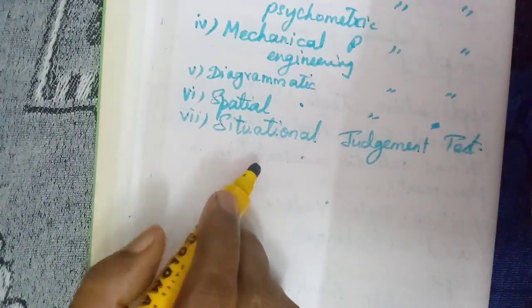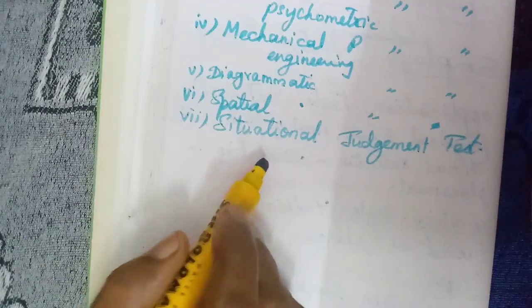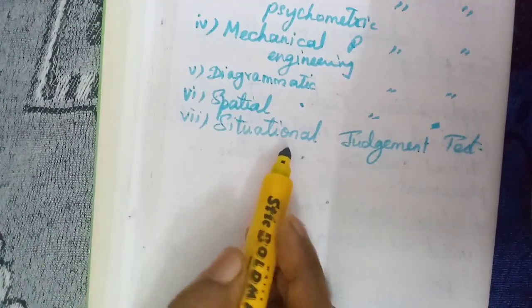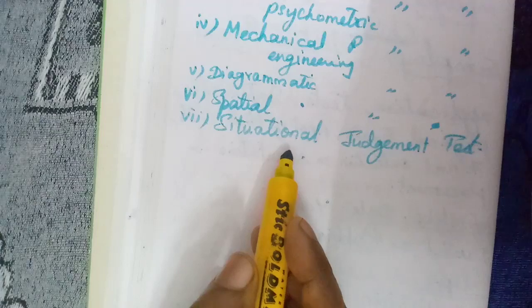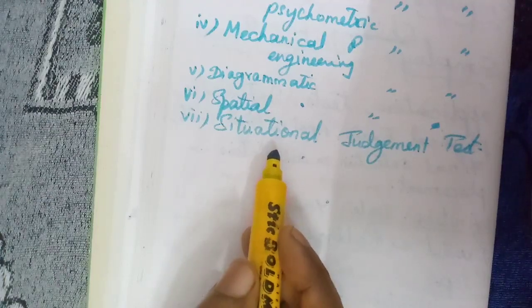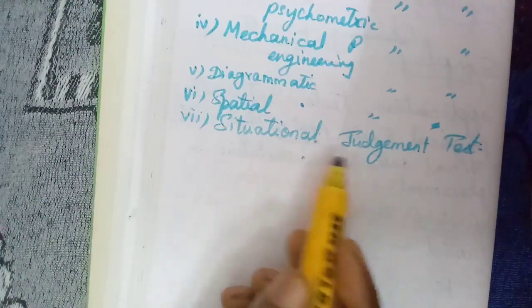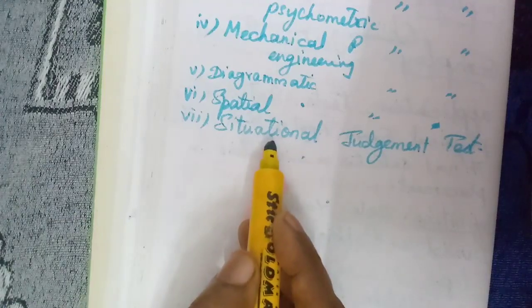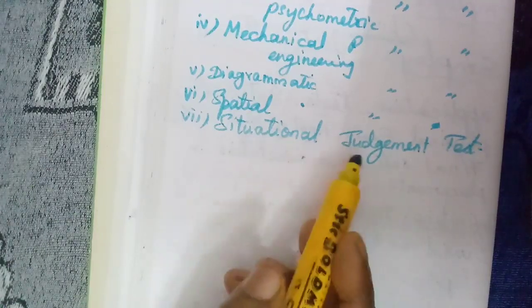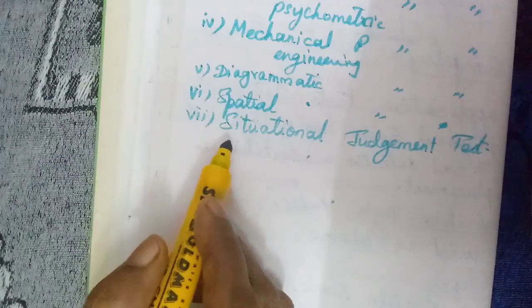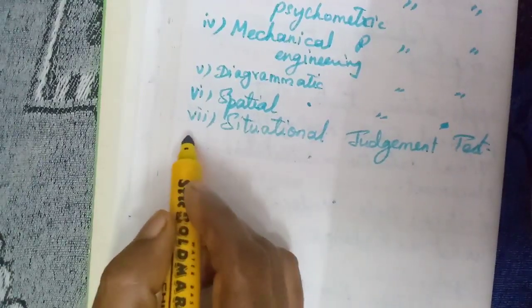Here, sometimes a particular person may face one critical situation. In that critical situation, how he takes a decision using his judging ability will be tested by this test, the situational judgment test.